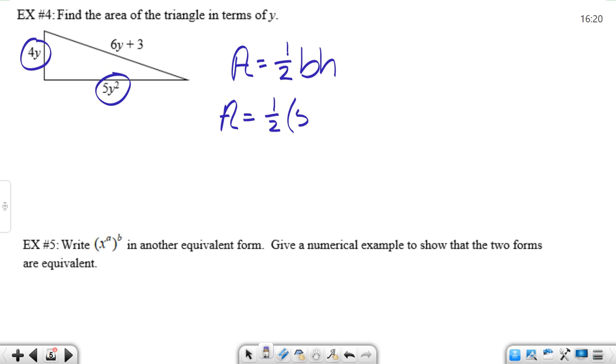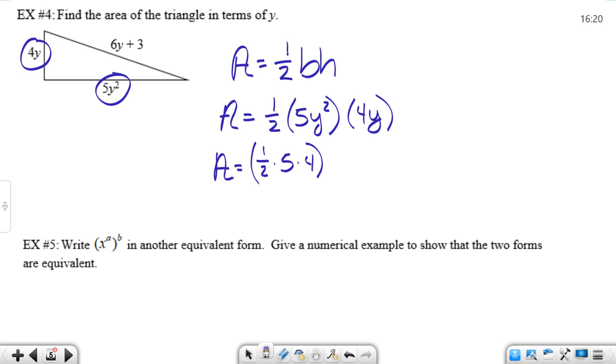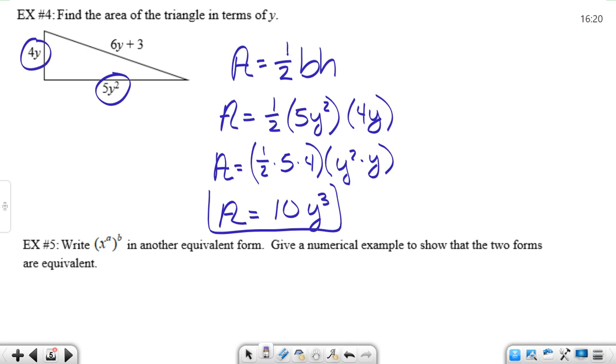It says 1/2 times 5y squared times 4y. Now we're just going to simplify, guys, and we're going to group up. I'm going to group our coefficients together, and I'm going to group my bases of y together. And what we're going to get here is 1/2 times 5 times 4, that's 10. Y squared times y, remember, guys, that's adding there. We're going to get y to the 3rd. So the area of our triangle is going to be A equals 10y to the 3rd.